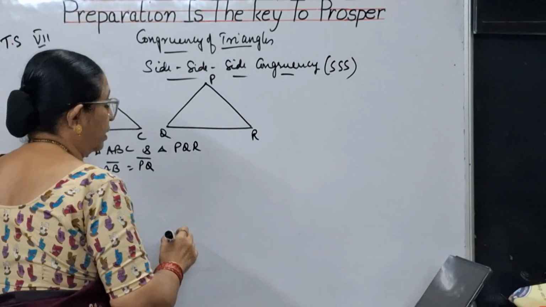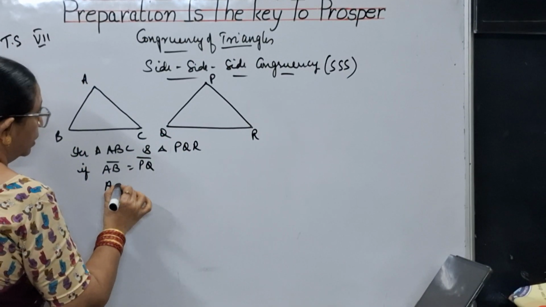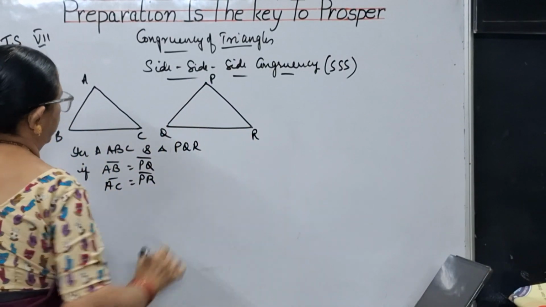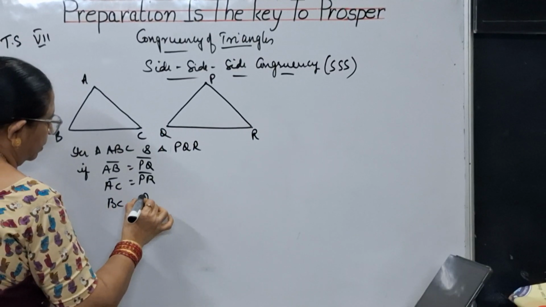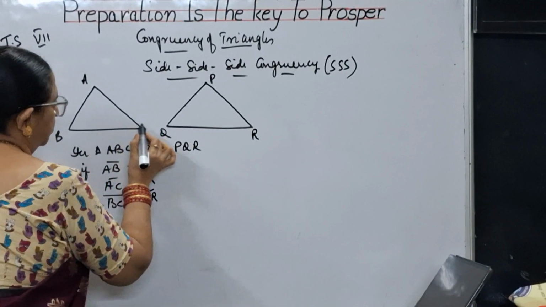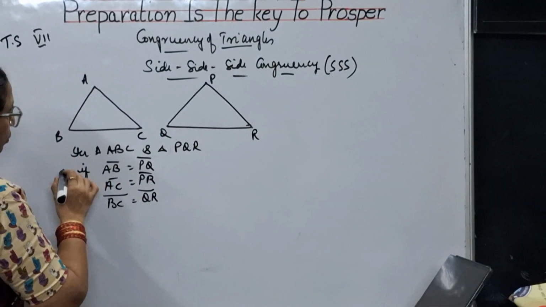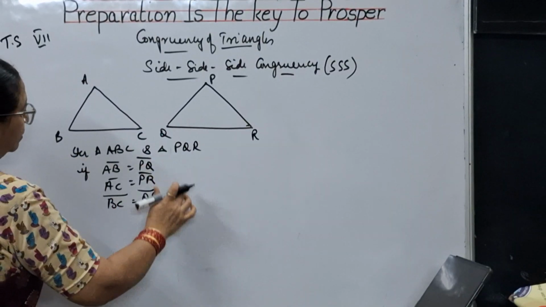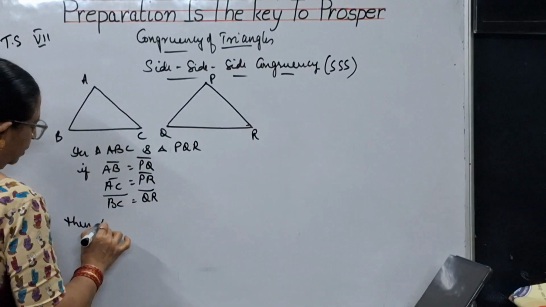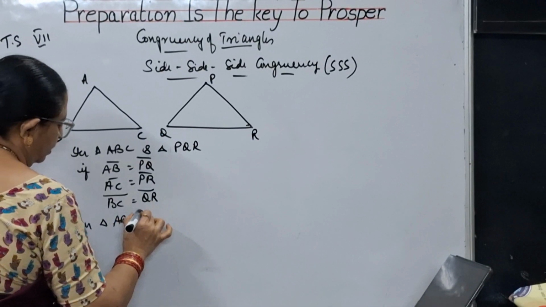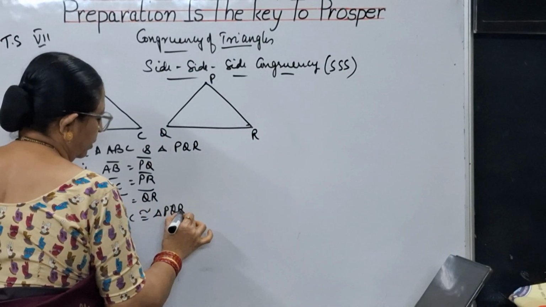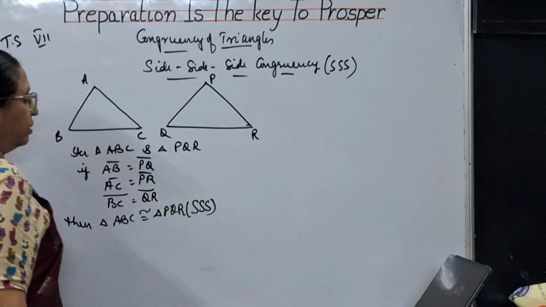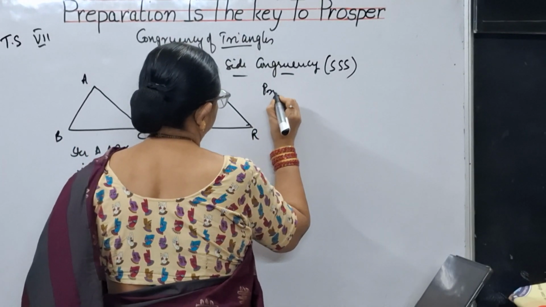So when AB is equal to PQ, AC is equal to PR and BC is equal to QR. BC is the base here, QR is the base here. So we will say that in triangle ABC and triangle PQR, if these corresponding sides are equal, then triangle ABC is congruent to triangle PQR basing on side property. So what is the property that you will be writing?